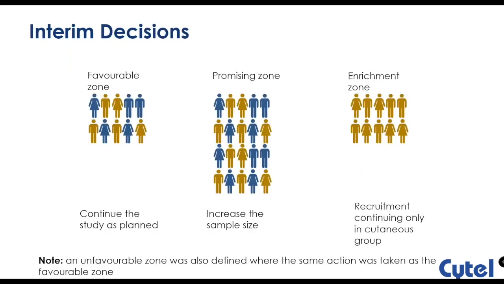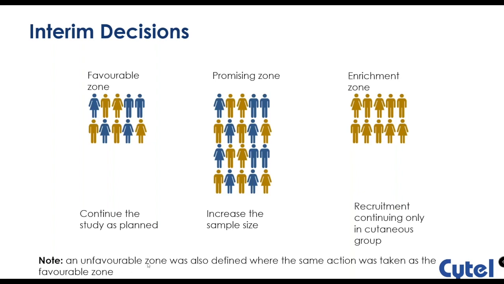So what were the possible interim decisions? Well, within this study, the promising zone approach was indeed used. And that defined three possible zones. So there was the favourable zone, in which the study would continue as planned from the outset. There was the promising zone, in which the sample size would be increased, but patients would continue to be recruited from the full population. And there was the enrichment zone, where recruitment only continued in the cutaneous subgroup, and actually there was a slight increase in sample size in this enrichment zone as well, I believe.